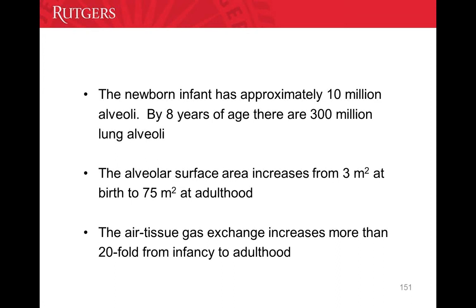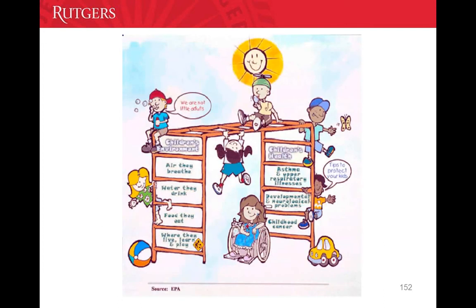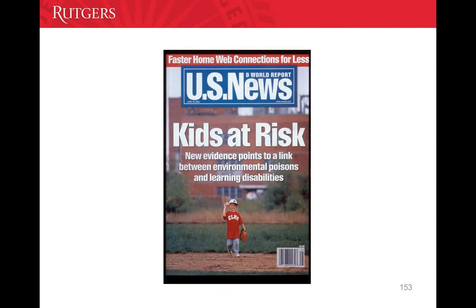A newborn has about 10 million alveoli. By 8 years of age, they're up to 300 million. And so you see this surface area increase where the gas exchange takes place from 3 meters squared to 75 meters squared. So it's really interesting that there's a 20-fold increase from infancy to adulthood in the gas exchange area. And so kids are at risk. This little cartoon from EPA reminds us that, to protect kids, we have to be mindful of the fact that what they eat dietarily, the water they drink, the air they breathe are all very different from adults.